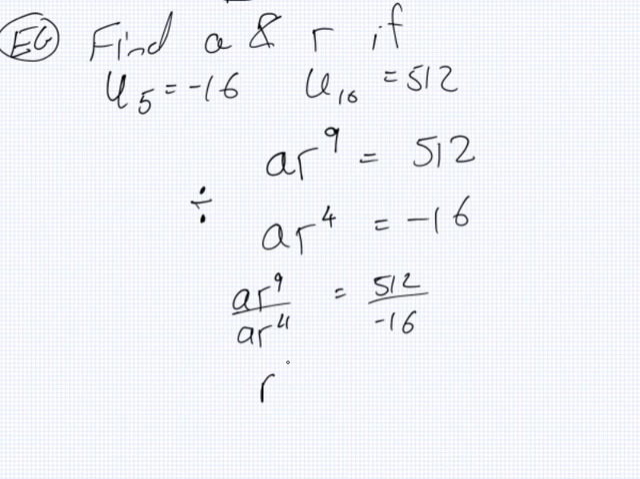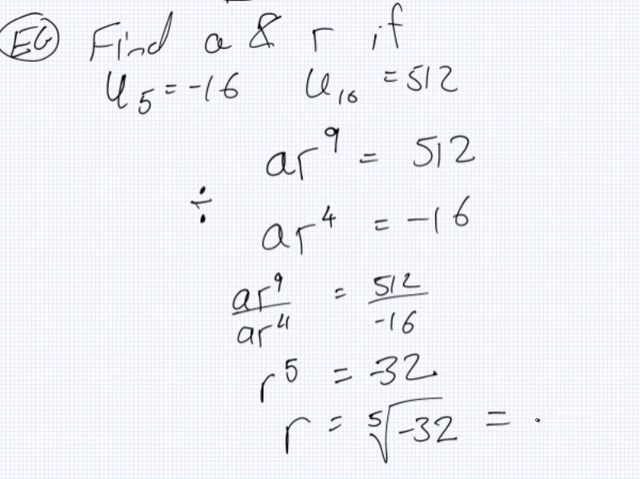So r to the 5, this is 2, 4, 2, 5, 2, 4, 16, 32, isn't it? 32. So then r to the 5th is, thank you, minus 32. r is the 5th root of minus 32, which is 2 or minus 2? Minus 2. Minus 2. Okay, and then how can I get the a?